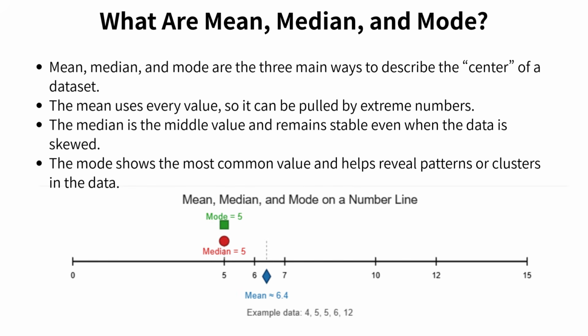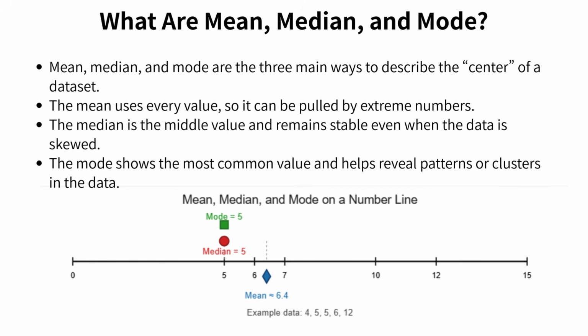Mean, median, and mode are the 3 fundamental ways to describe the center of a dataset, but each one behaves very differently. The mean uses every value in the data, which makes it useful but also sensitive. If there is an outlier, like one number much larger or smaller than the rest, the mean gets pulled toward that extreme value. This is why the mean doesn't always represent the data well when the distribution is skewed.